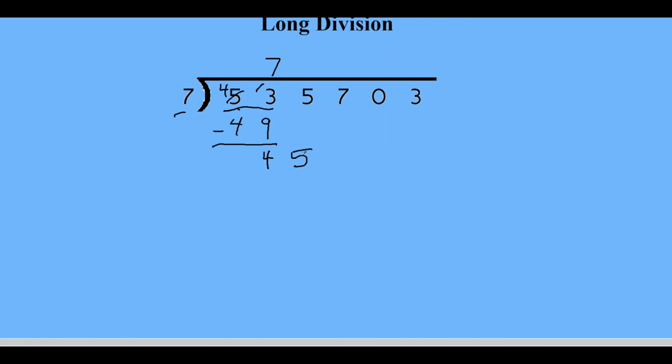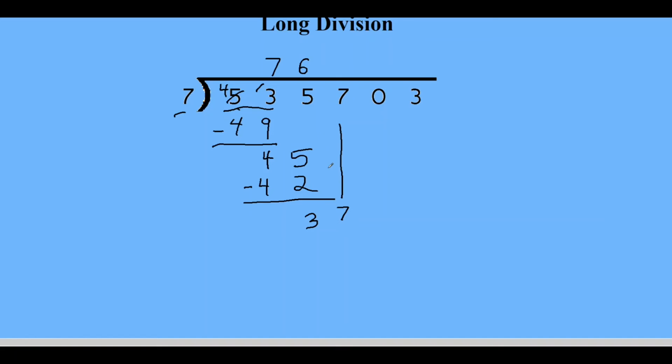Now, what times 7 is 45 or close to 45? I know that 7 times 7 equals 49, so that's too big. Let's drop it down to 6 and see what happens, okay? Sometimes we have to guess. 6 times 7 is 42. All right, looks good. And this one we can just do in our head. 45 minus 42 equals 3. Bring down the 7.